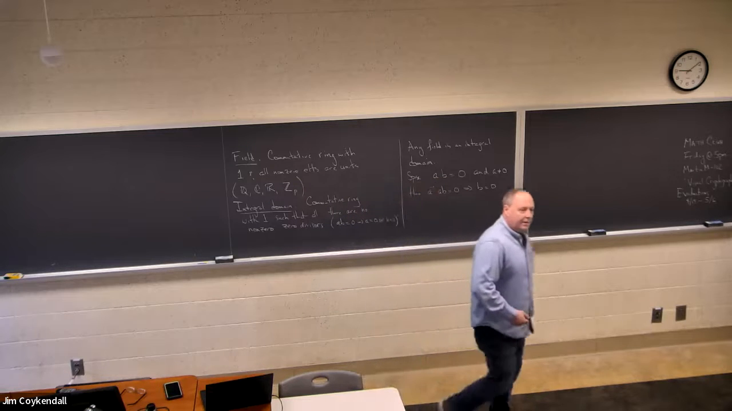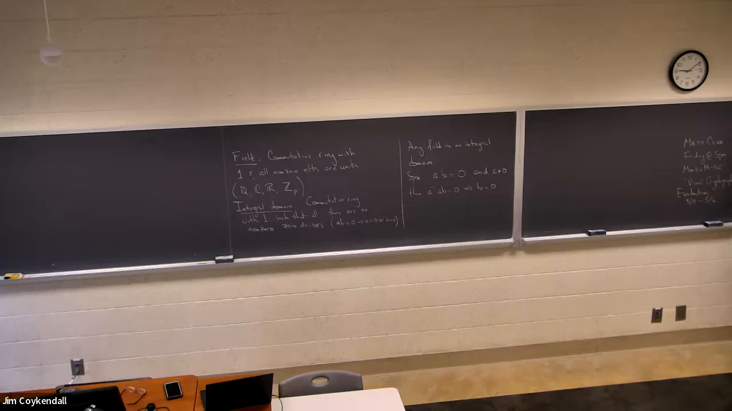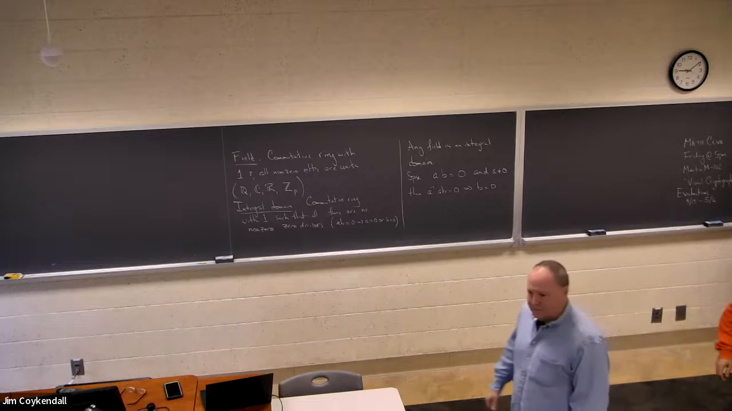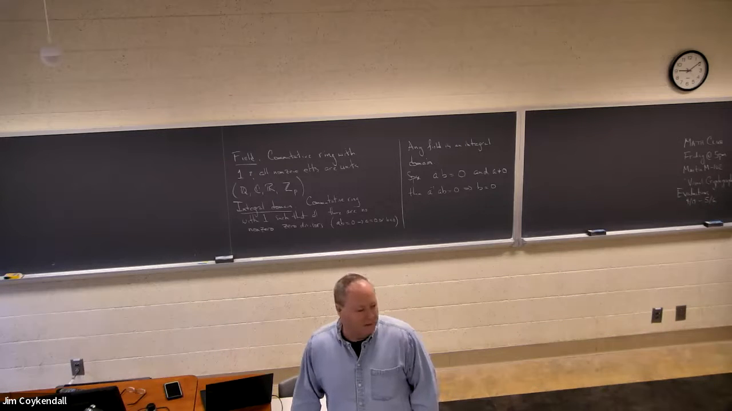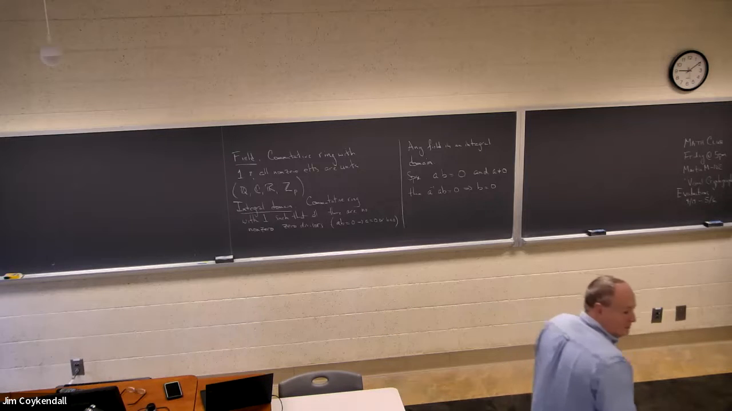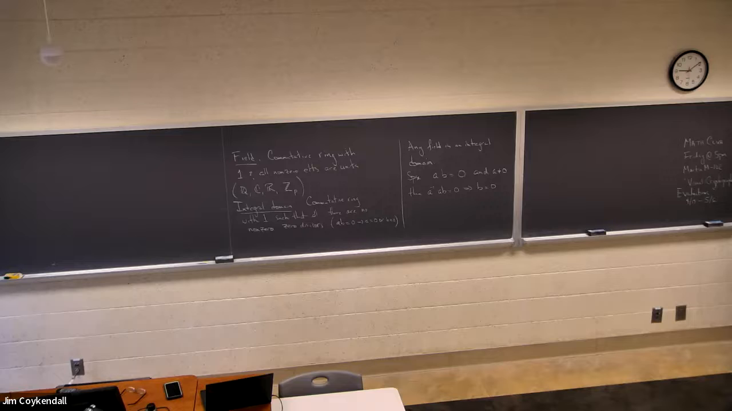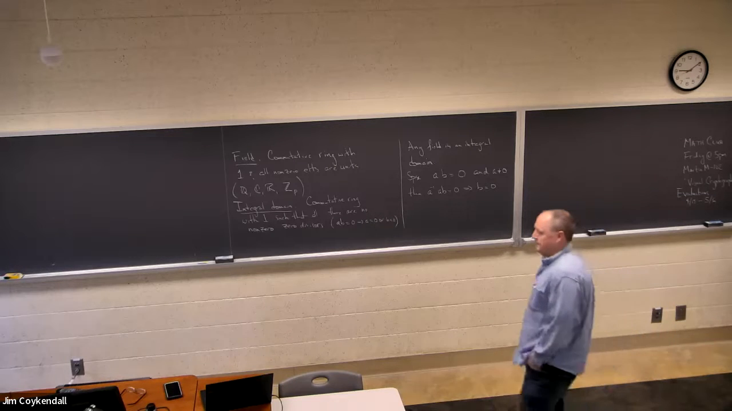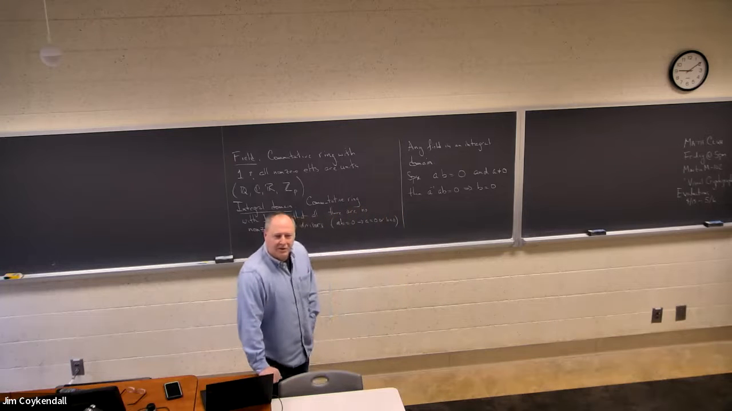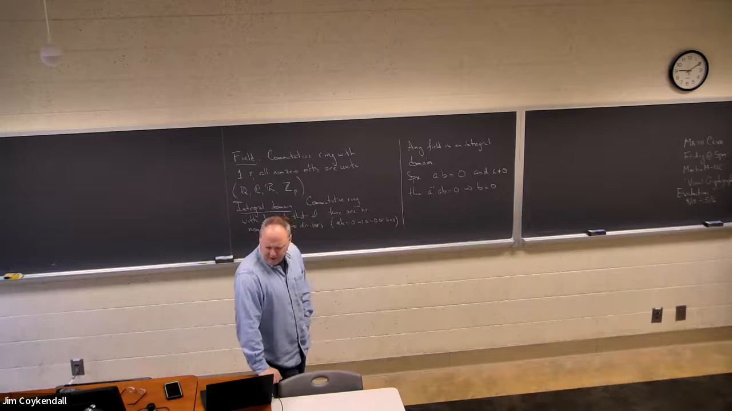Can anybody give an example of an integral domain? So that is a commutative ring with one, and it's got no zero divisors other than zero, but it's not a field. Anybody got any examples? What's the first commutative ring with identity that you can think of? What's a good prototype example of a commutative ring with identity?